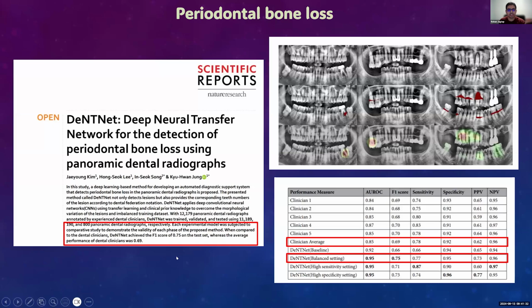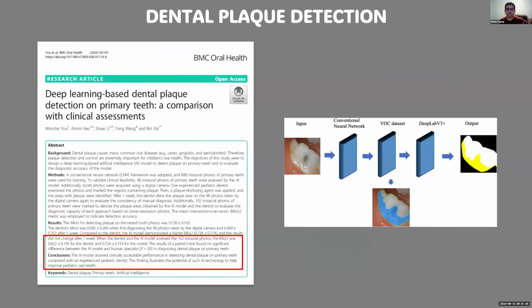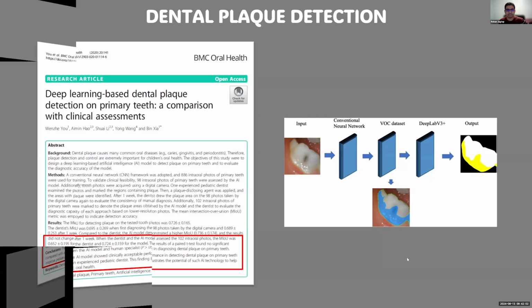Another good paper on prediction of bone loss with the performance of 0.69. As you can see, different panoramic images showing bone loss in different areas. Again, plaque detection. This is another application in periodontics. As you can see here, a tooth has plaque on the cervical margin, and then the output looks like a yellow thing, which is basically showing where the plaque is.